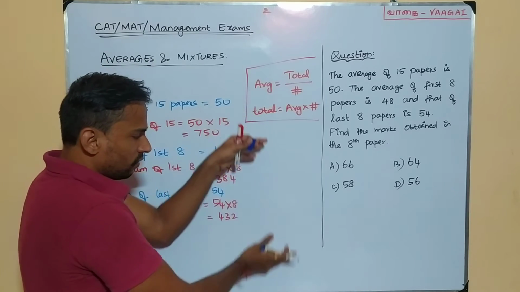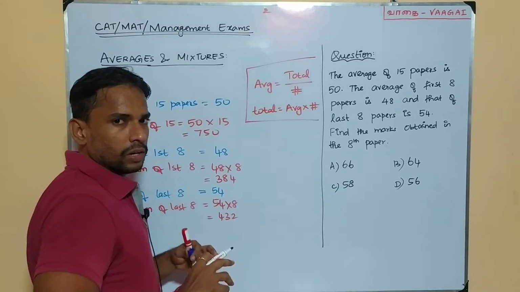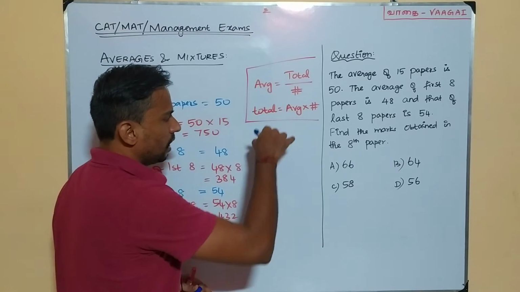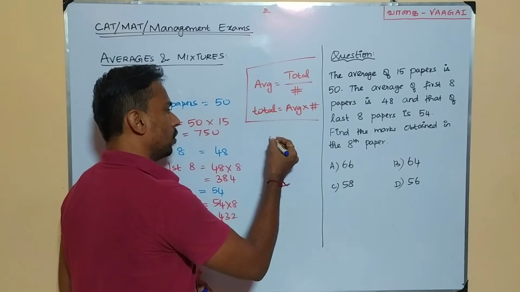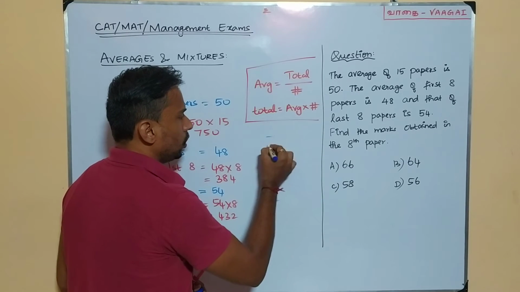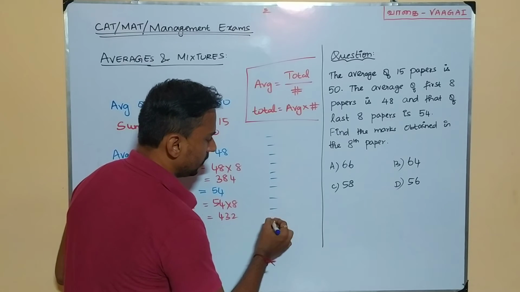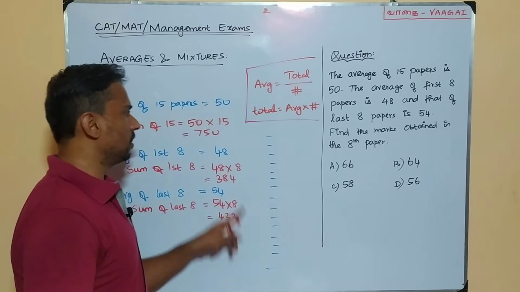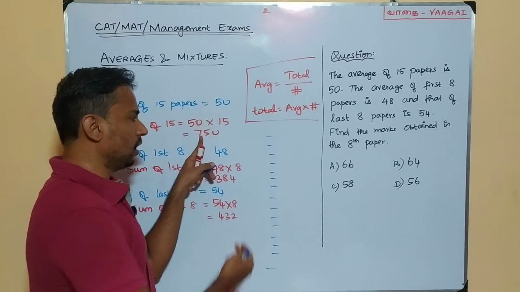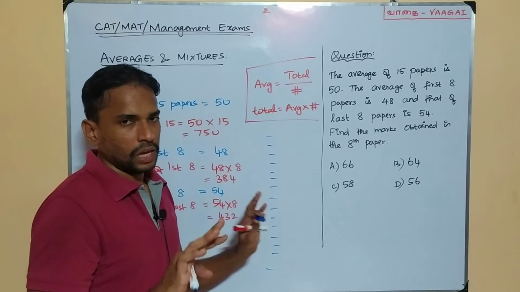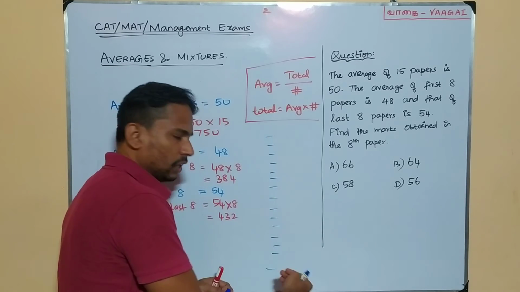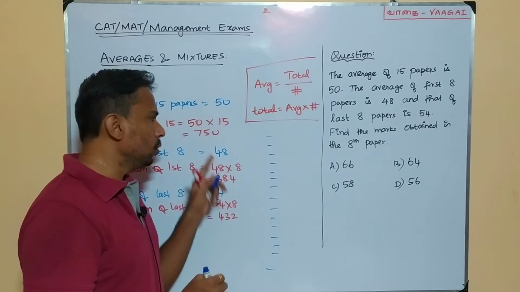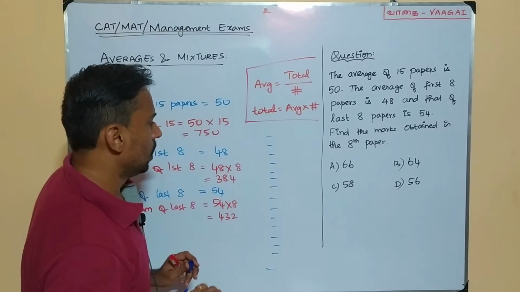In order to show the clarity, just to make you understand it more clearly, let me put some lines for the 15 papers: 1 2 3 4 5 6 7 8 9 10 11 12 13 14 15. We have the average of all these 15 papers given here, and this 750 stands for the total of all the 15 papers. We don't know the individual values, but we can say the sum of all these 15 values is equal to this 750.